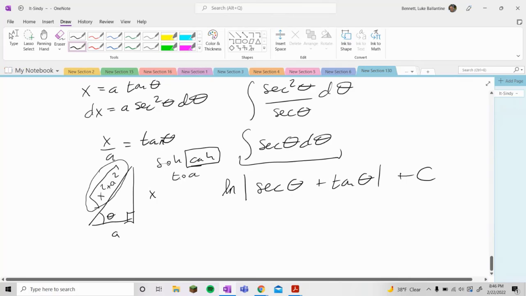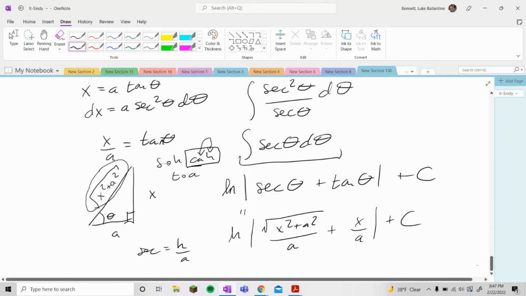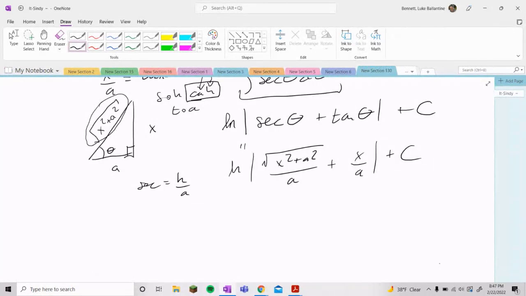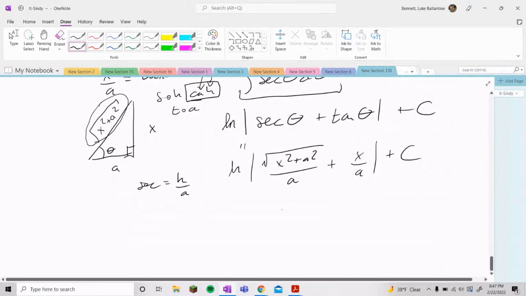Right, the CAH is associated with cosine, secant is associated with cosine as well, and so we just flip the order of these two. So secant is hypotenuse over adjacent, which is ln of the square root of x squared plus a squared, over a, plus x over a, plus c. Now, we can factor out a 1 over a.